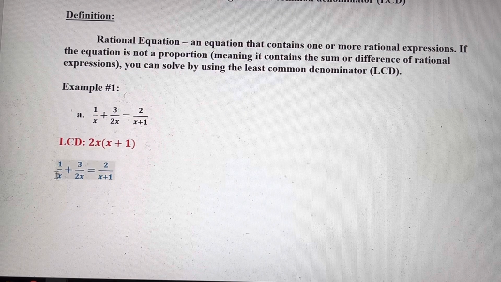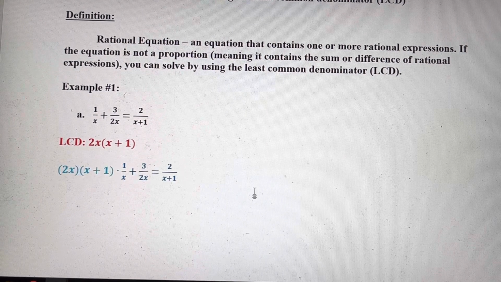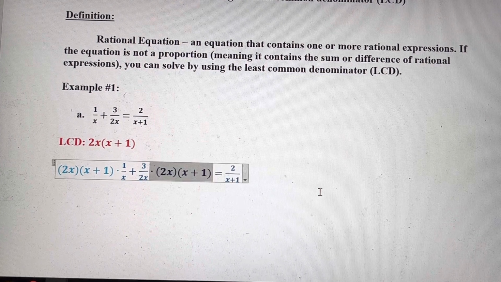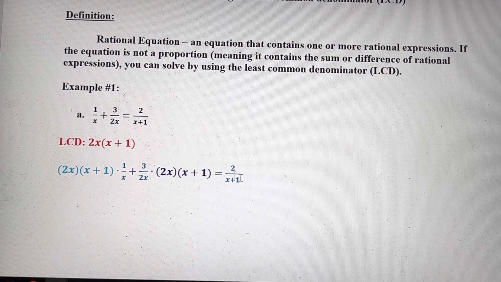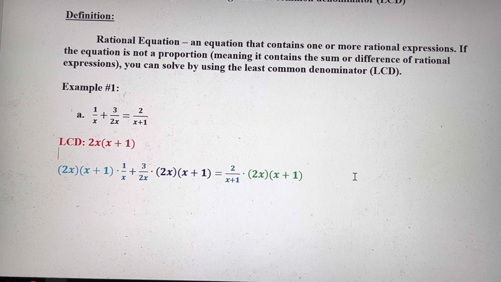So I'm going to multiply 1 over x times 2 times x plus 1. I'm going to multiply 3 over 2x times that common denominator, and I'm going to multiply 2 over x plus 1 times that common denominator, okay? And what happens here when we do that step is we're going to eliminate fractions altogether, okay? We're just going to end up with a regular equation, maybe linear, maybe quadratic in this case, all in the numerator level. There won't be a denominator, okay?